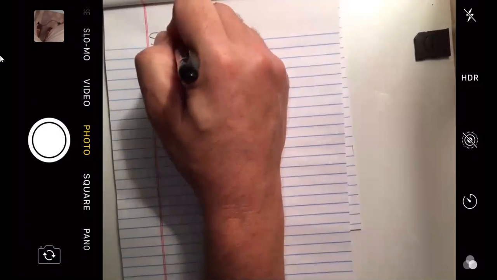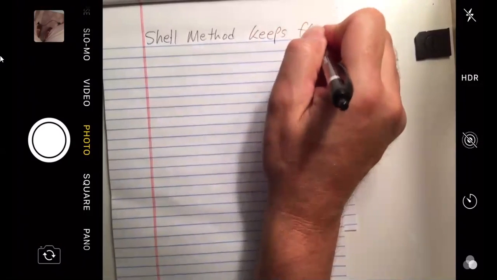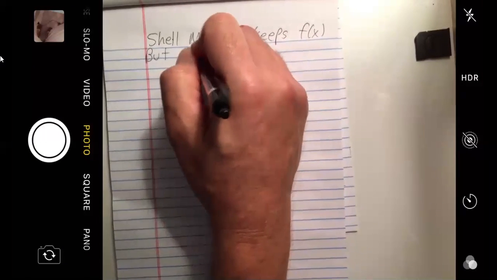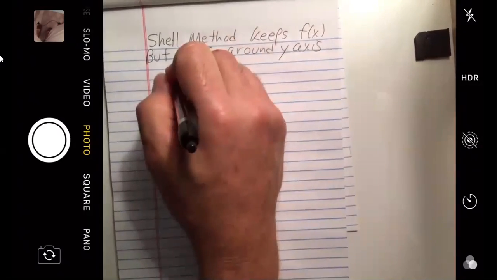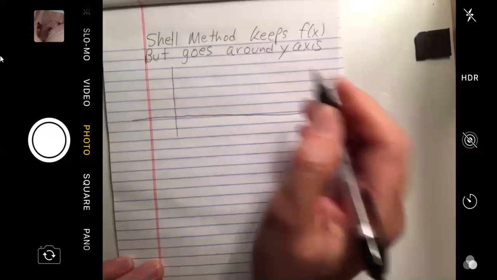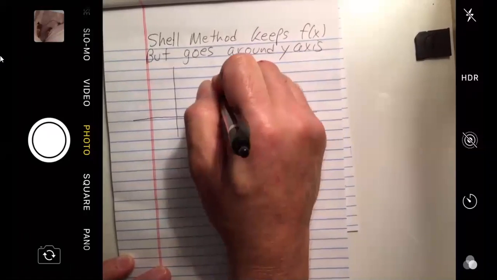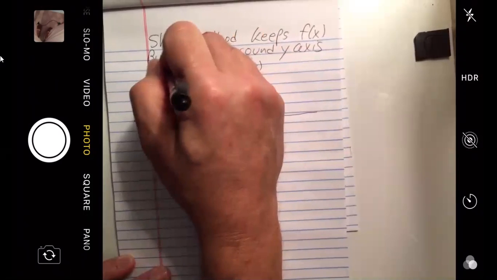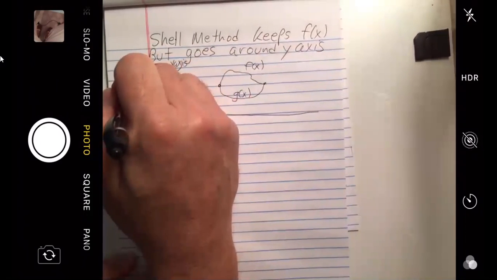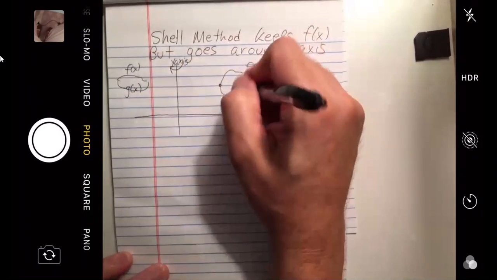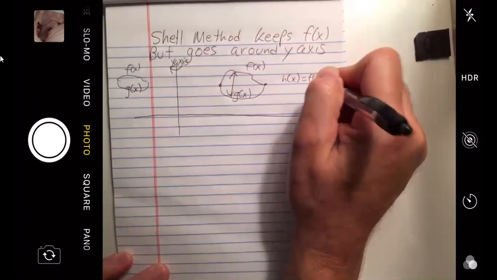The shell method keeps f of x, but goes around the y-axis. Real quick derivation of where they're getting it. Same diagram, and we'll do a top and a bottom to shorten it up. But I want to go around the y-axis. It's going to mirror over here. I'm going to need the difference of the two. We'll call the difference of the two h of x: f of x minus g of x.